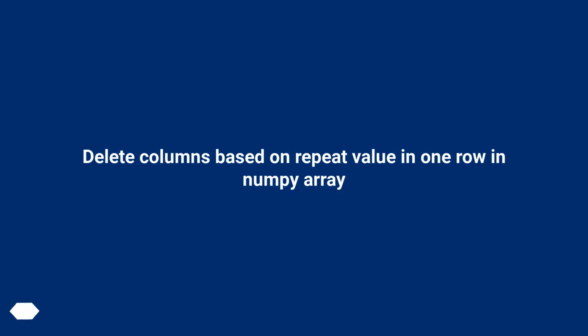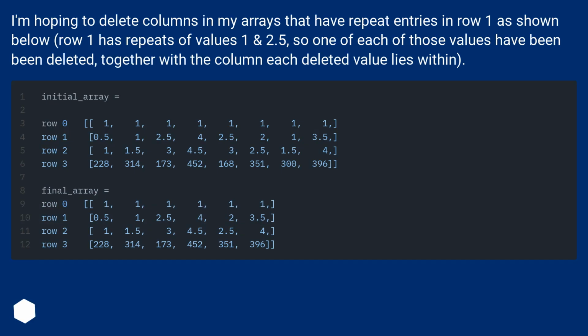Delete columns based on repeat value in one row in numpy array. I'm hoping to delete columns in my arrays that have repeat entries in row 1 as shown below. Row 1 has repeats of values 1 and 2.5, so one of each of those values have been deleted, together with the column each deleted value lies within.